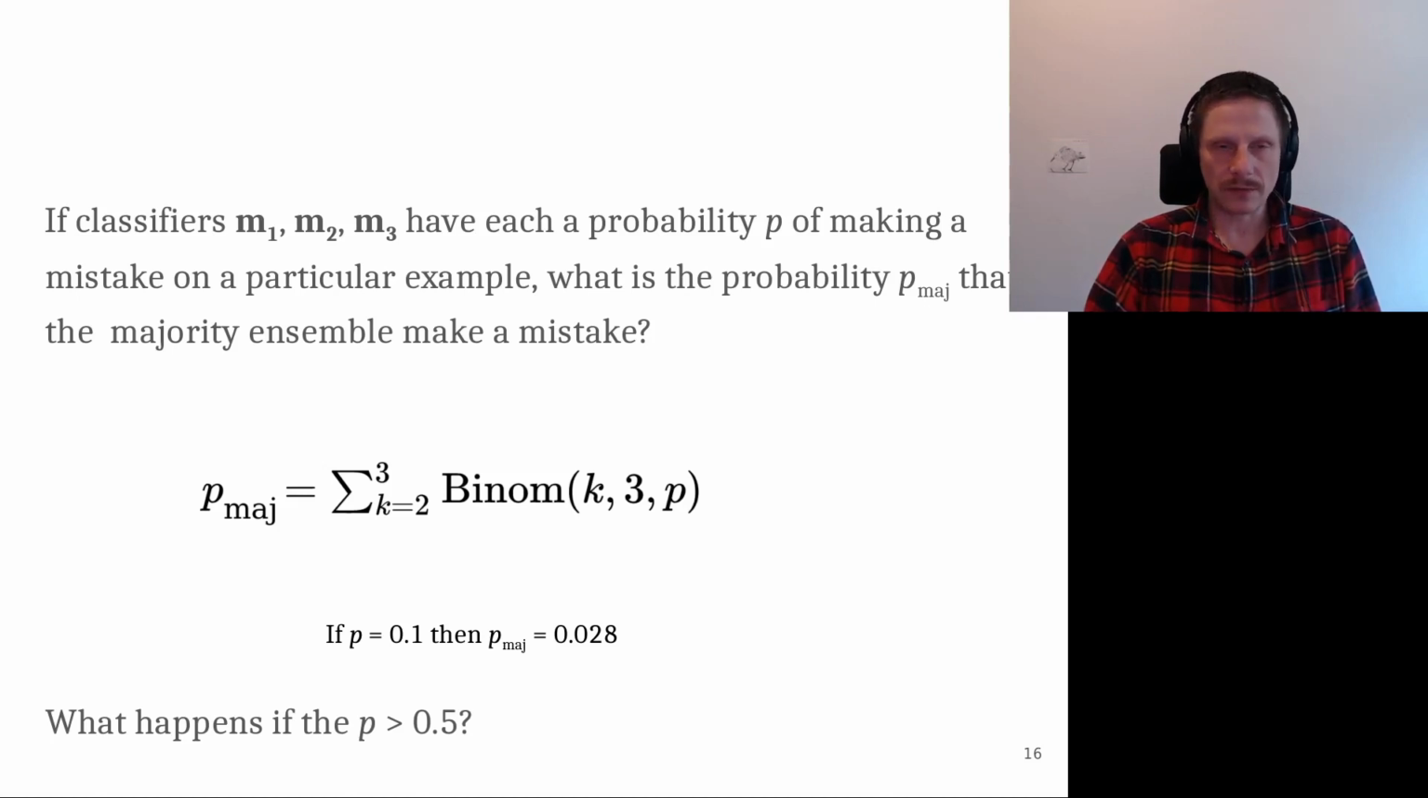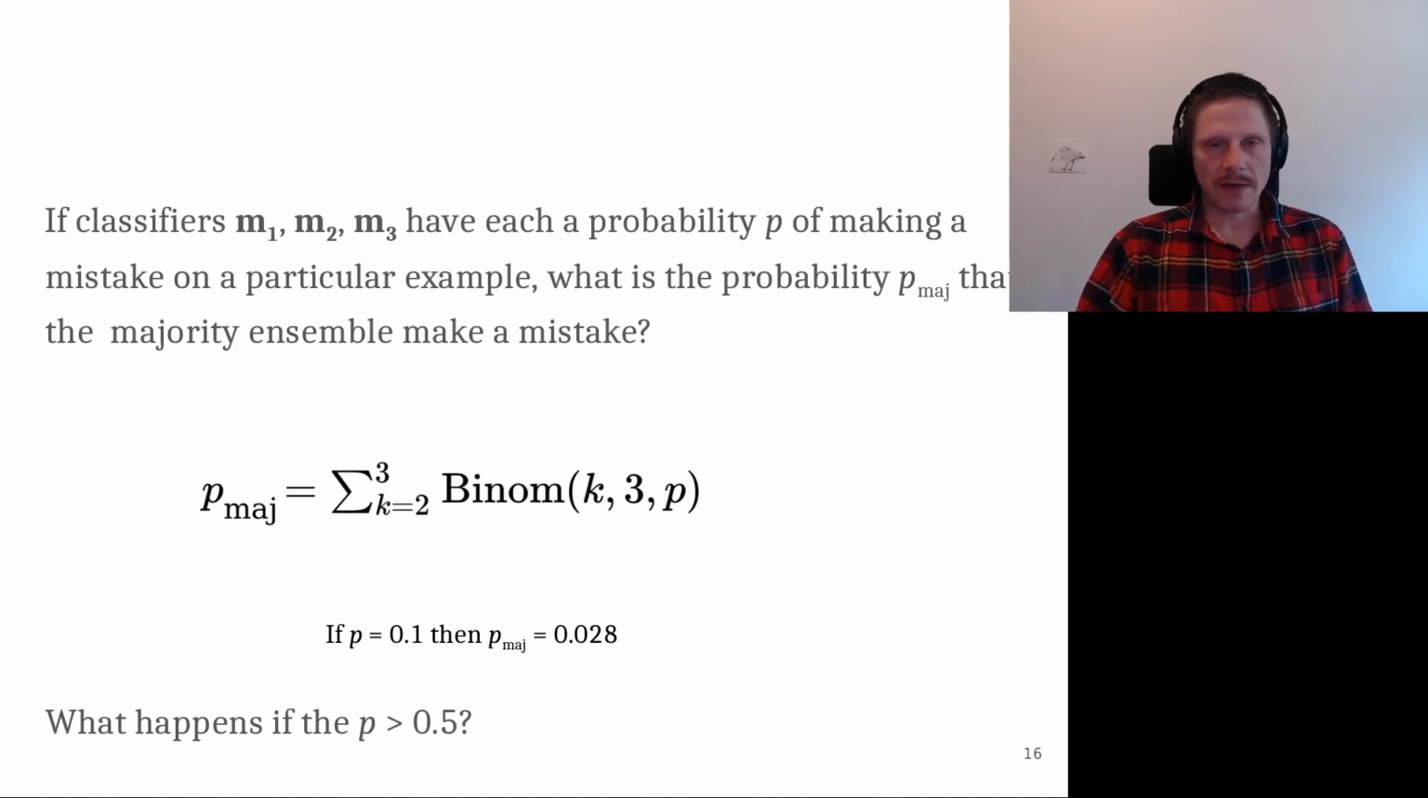We can sum it for the case of K, so the number of models that are making a mistake, either being 2 or 3. And then we will see that if P is something like 10%, then P majority is something like 0.028, so less than 3%. So we can see formally why this works, why the majority classification here gives an error rate which is smaller than each of the individual classifiers which are going into this majority ensemble.